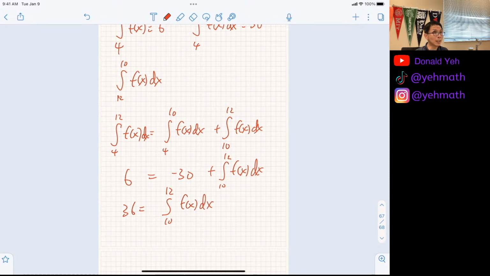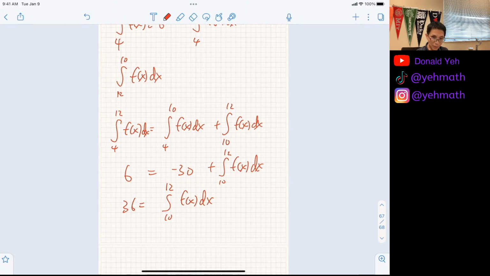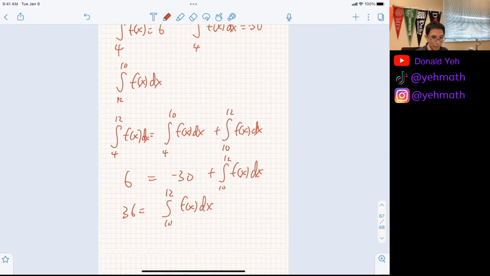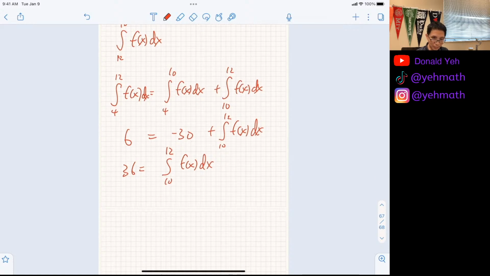Because the question is inverted. Do you see the boundary? It's from 10 to 12. Now, the question they want is 12 to 10. But you have 10 to 12. What does that mean? Negative. It's going to be from 12 to 10 of f of x dx is equal to negative 36. So the answer is actually negative 36.